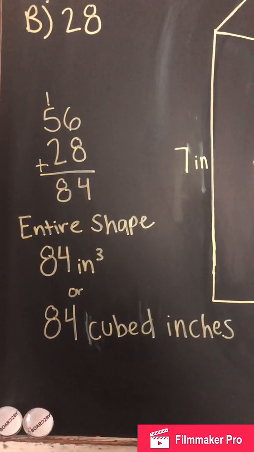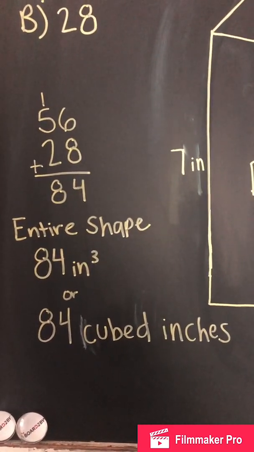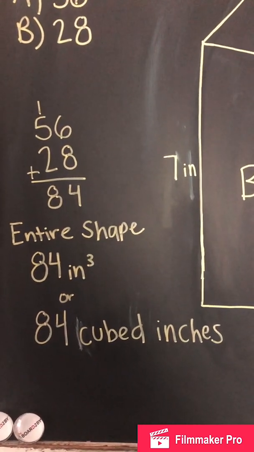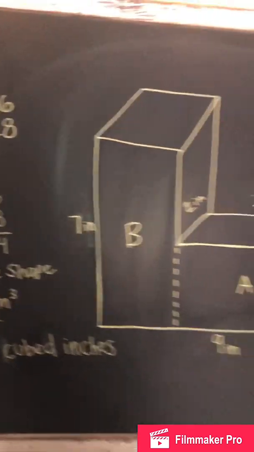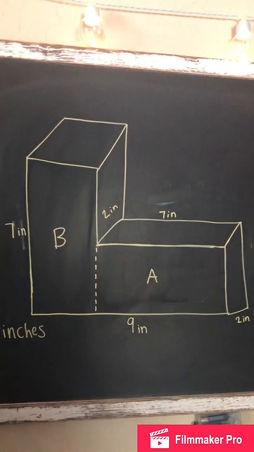Or you can also say 84 cubed inches. I just want you to know both ways that it might show up on a test. But that's how we solve the volume for the entire irregular shape.